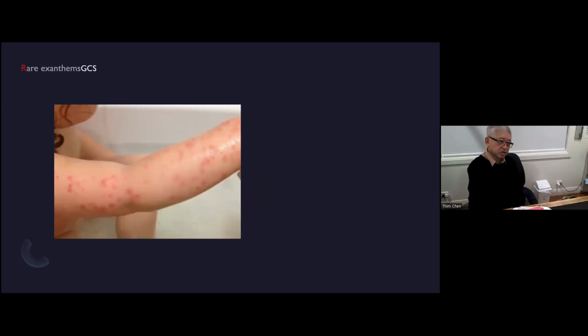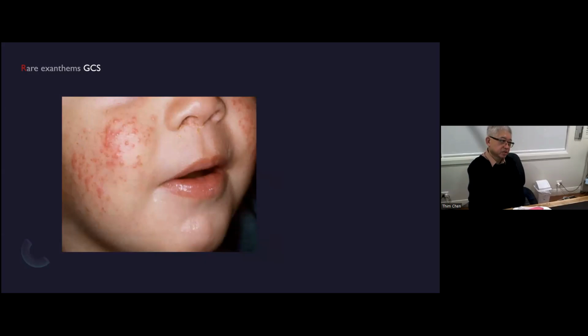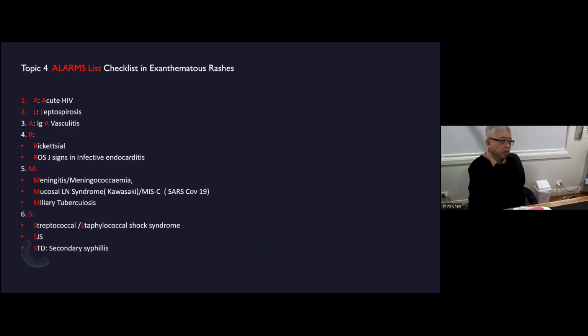And this is Gianotti-Crosti, so vesicular lesions with Koebner's phenomenon, also linked to viral infections. You can see the vesicular areas with papules as well. And the face, the trunk and the extremities are the common areas involved.